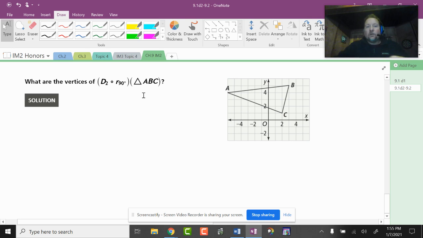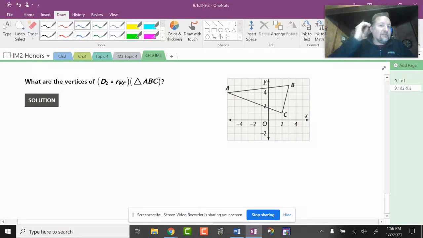Okay, this is the last one, and the reason I did this is because R90 actually means rotation of 90, not reflection. I was going to come in here and start teaching. So how do I do that? That's tough. So not reflection, rotation.